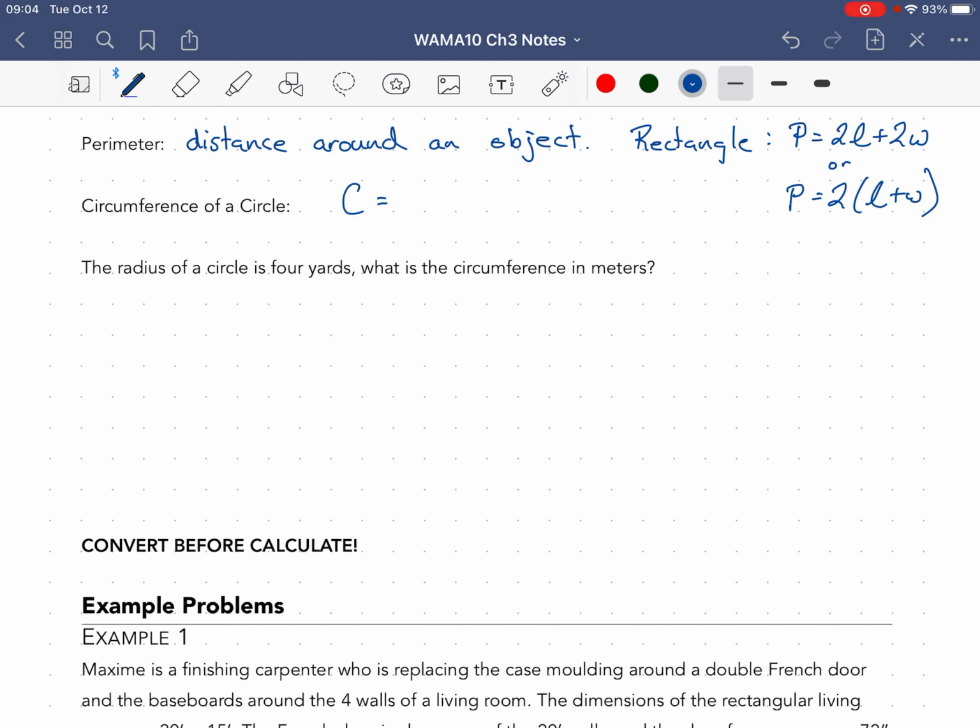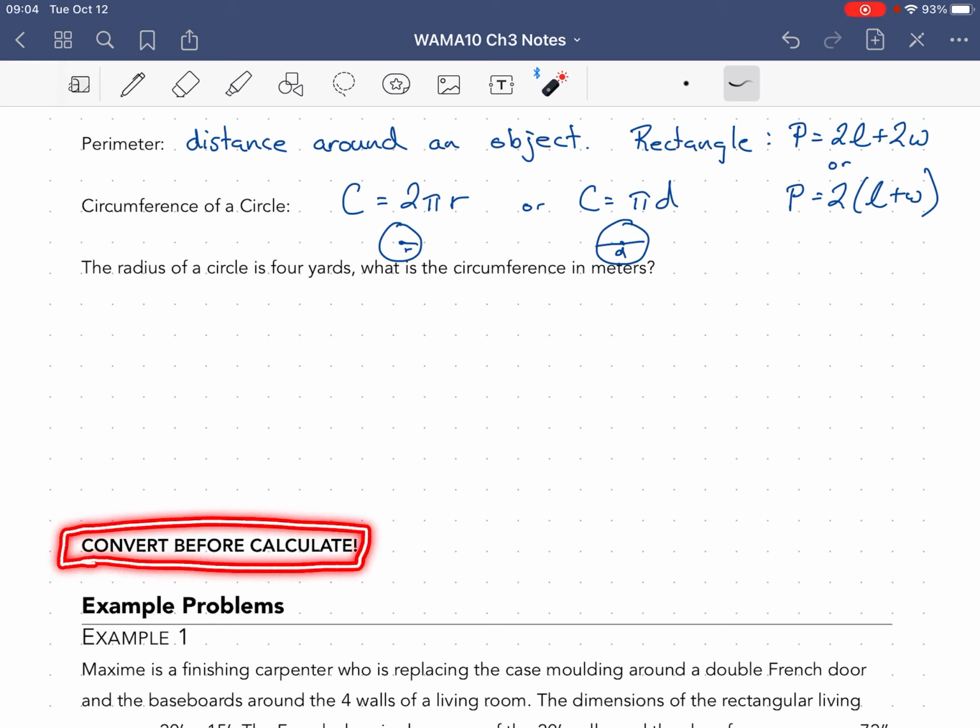Circumference of a circle is equal to 2 times pi times the radius, right, where the radius is the distance from the center to the edge. Or circumference is equal to pi times the diameter, where the diameter is the distance all the way across. Now, when we're doing a lot of questions, we need to convert units before we do any calculations. That's so important. There are exceptions, but if you always convert before you calculate, then you'll always have success. And you don't have to really think too much.